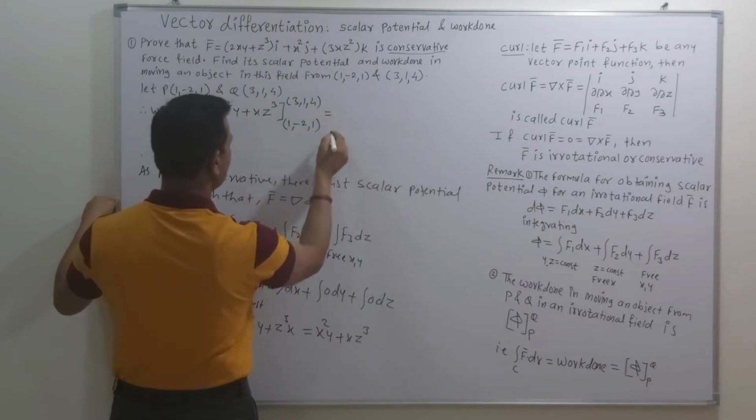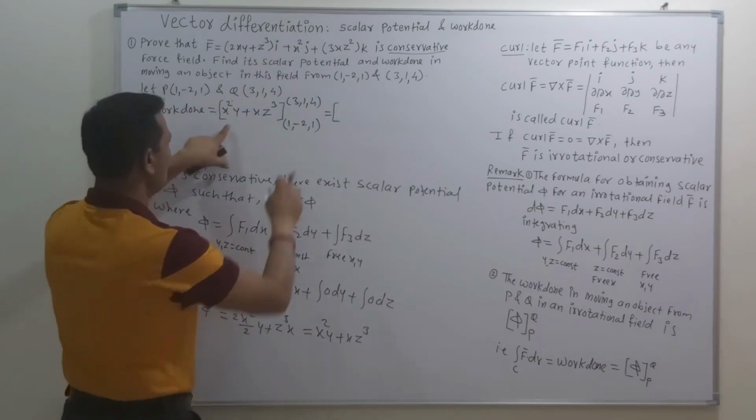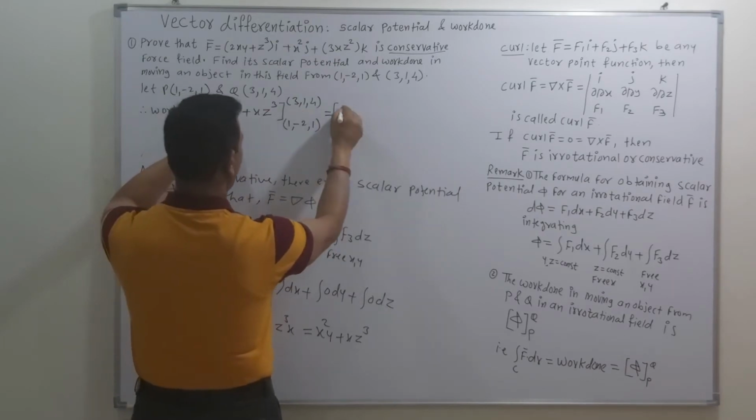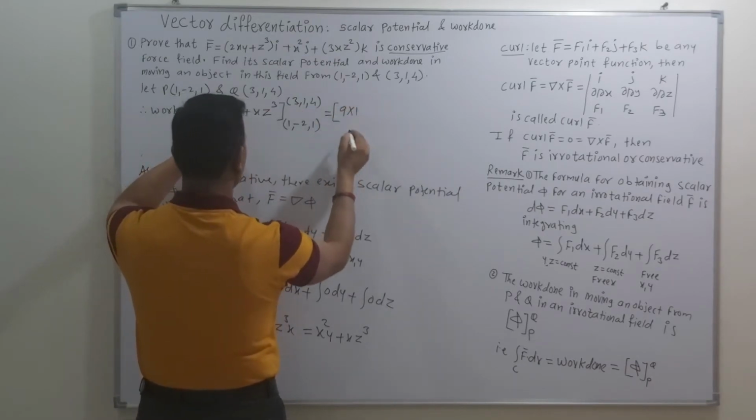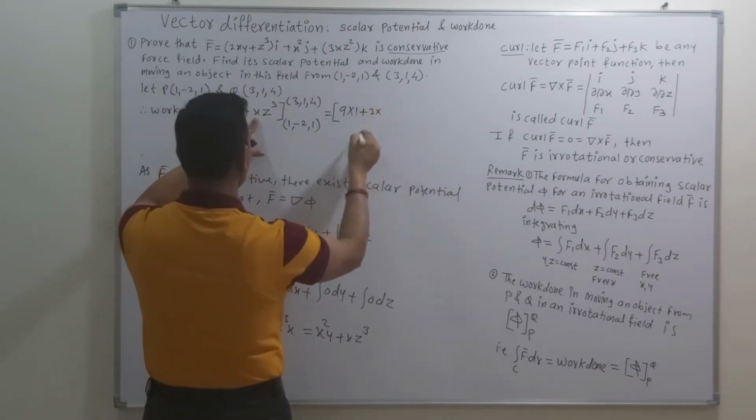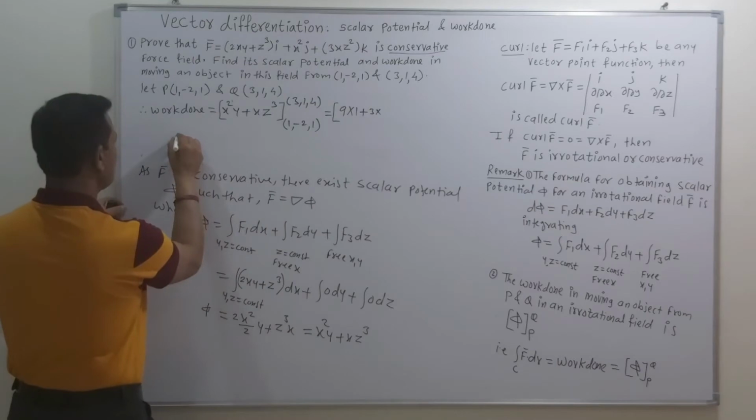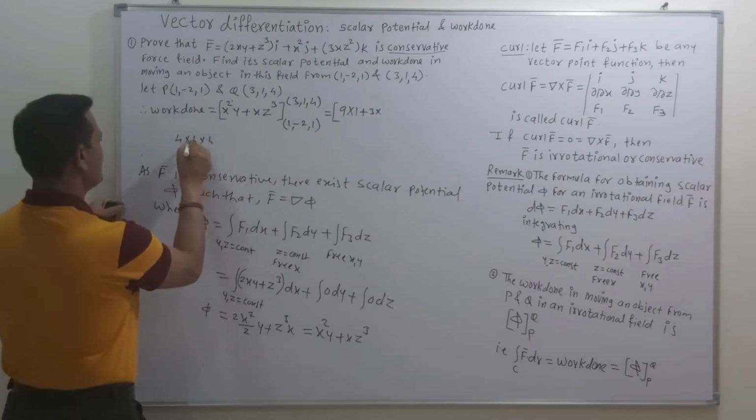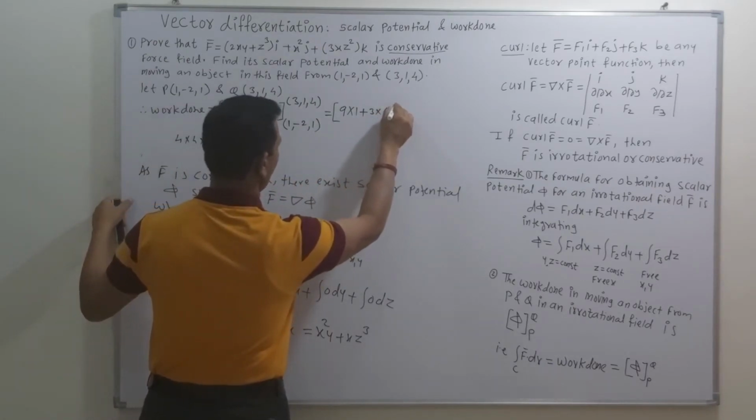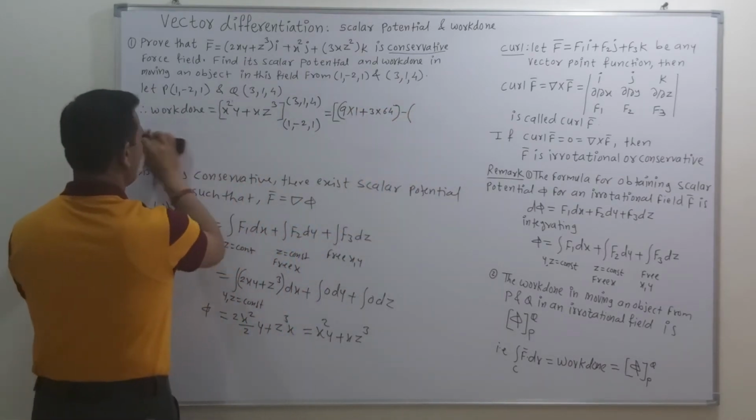So for the first point, if we put the value of Q, we get x is equal to 3, y is equal to 1, z is equal to 4. So here this is 3 square which is 9 into 1. So this is the first value. Then plus 3 into z cube, that means 4 into 4 into 4, which is 64. So this is the value at the first point Q minus the value at the second point P.